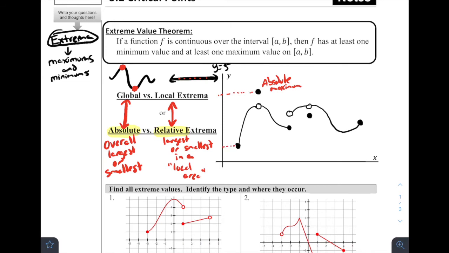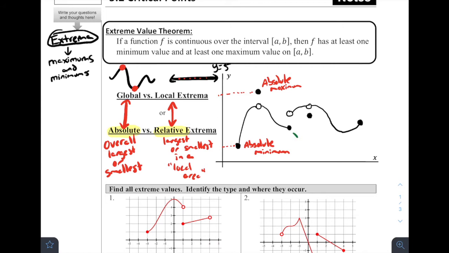Similarly, we could see down here that this is our absolute minimum. On the entire function, there is no point that is lower than that. That is the absolute minimum. Now, we can also take a look at some of these other ones and think about these relative ones. So we're going to focus now on the relative ones.